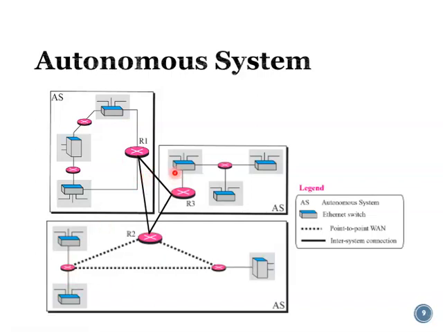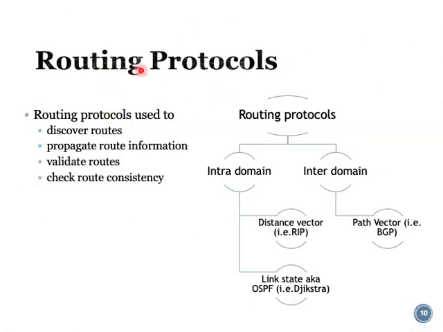Since this inter-autonomous system routing protocol involves communication between the autonomous systems, these three must run the same inter-domain routing protocol. Routing protocols, as I've said before, can be divided into intra-domain and inter-domain for the internet. It is used to discover routes to the destination, or to the next routers, or to the next network. It is also used to propagate route information.